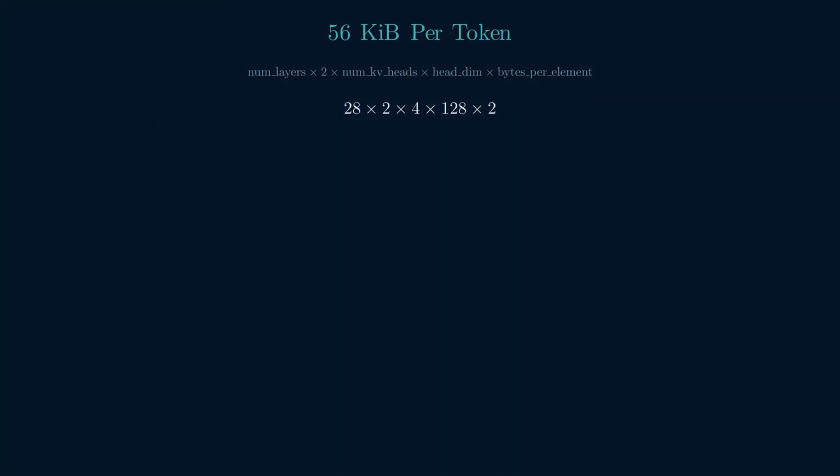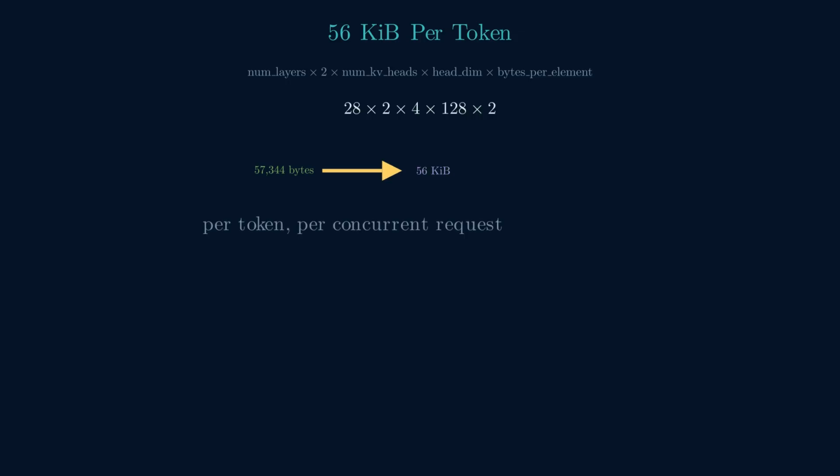Chain it together. 28 times 2 is 56. Times 4 KV heads, 224. Times a head dimension of 128, 28,672. Times 2 bytes, 57,344 bytes. Which is 56 kilobytes. Per token, per concurrent request.